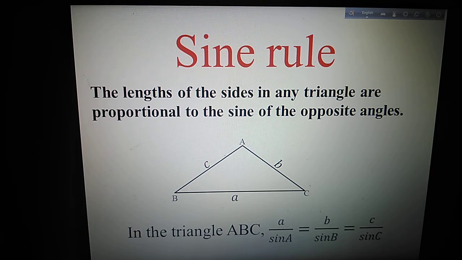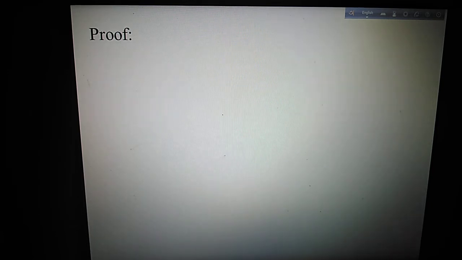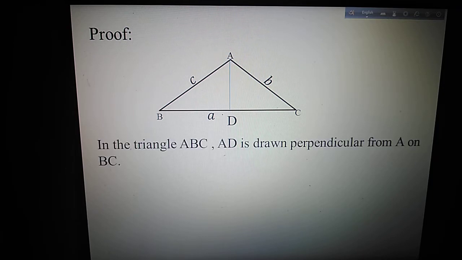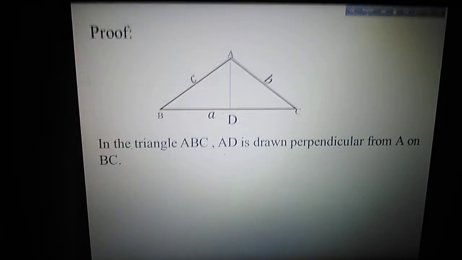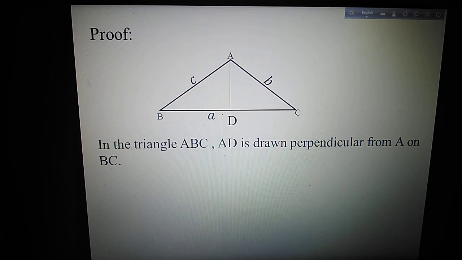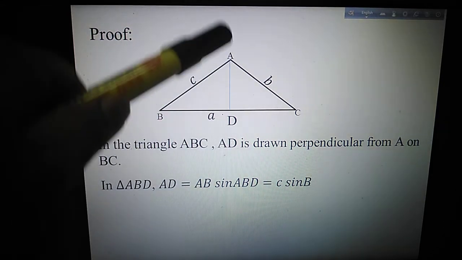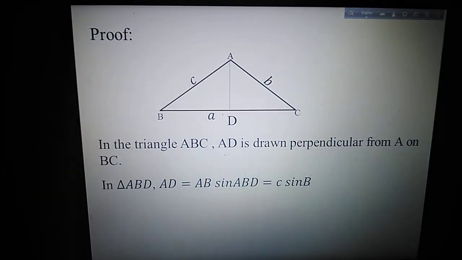We have to prove it. The proof is: we take the triangle from the previous slide, and we draw a perpendicular line AD. In triangle ABC, this AD is drawn perpendicular to BC. Now in triangle ABD, AD equals AB sine ABD. Actually, AD is the perpendicular and AB is the hypotenuse.